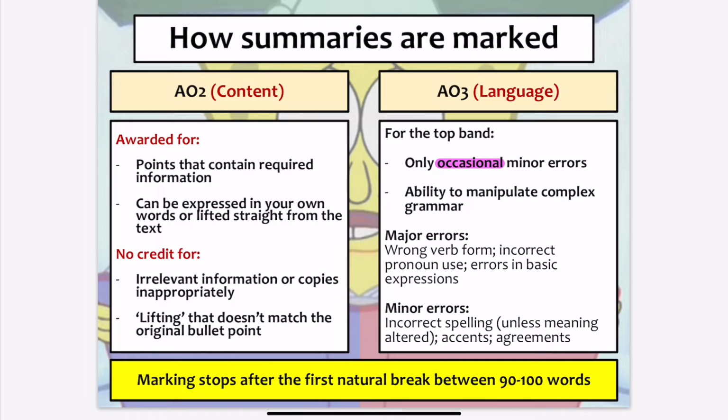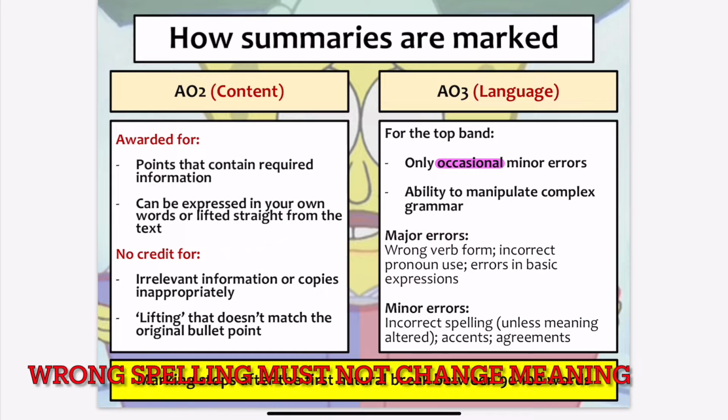And errors in basic expressions. So for instance, in Spanish you say tengo 5 años, I'm 5 years old. If you'd said soy 5 años, then you wouldn't get any credit for that. That would be classed as a major error. In terms of minor errors, incorrect spelling is a minor error. Now, what's important with this is it hasn't got to change the actual meaning.